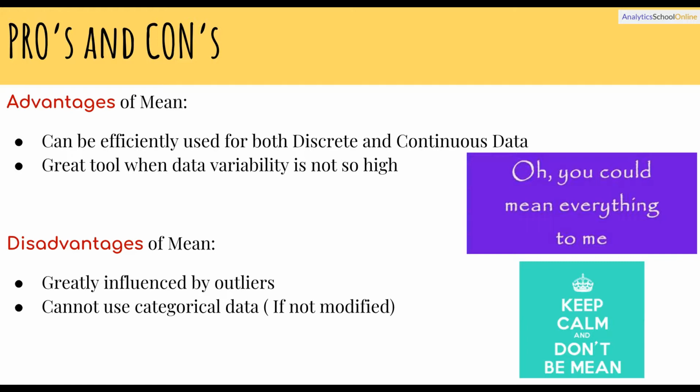The disadvantage is that it is greatly influenced by outliers. So if you do not pre-process your data to handle outliers, you can be significantly affected by them, and that can create problems or errors in your analysis. Also, it cannot be used for categorical data because it involves summation and mathematical calculations, which obviously cannot be done on categorical data unless you convert them into numerical data.